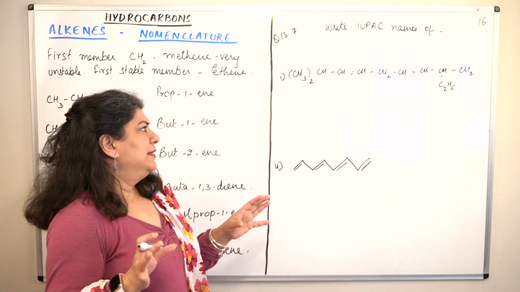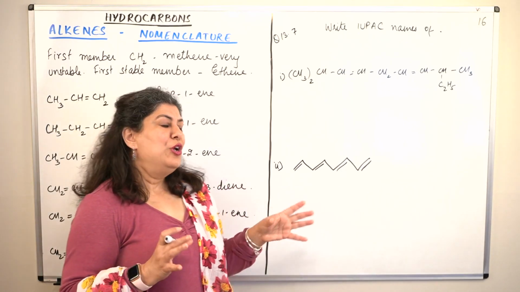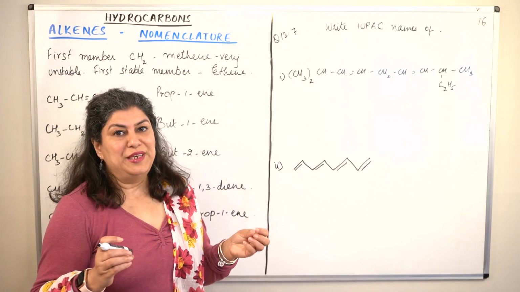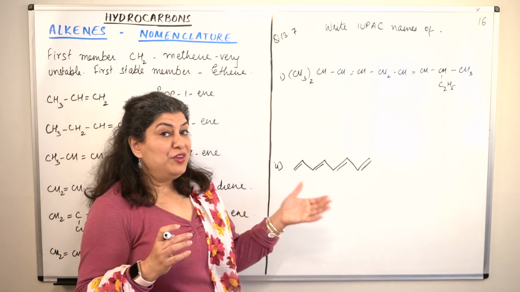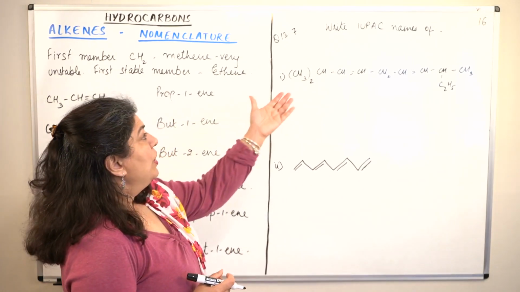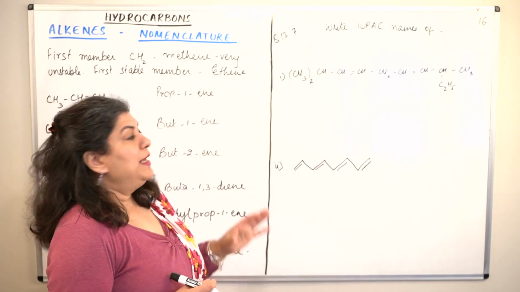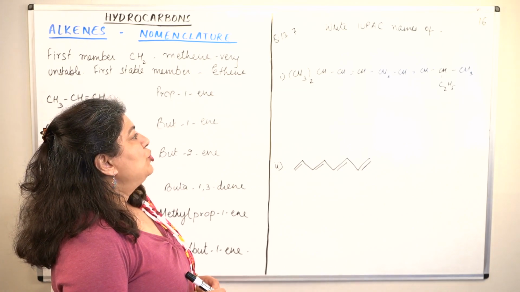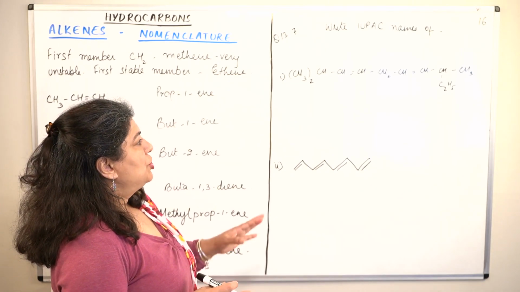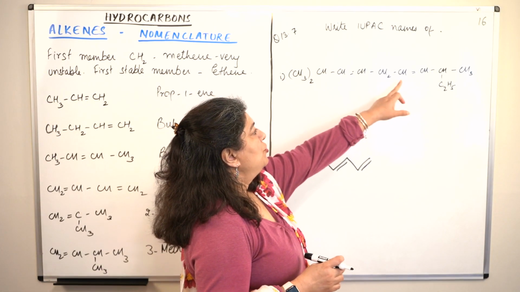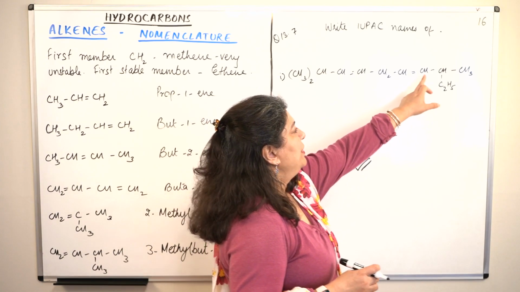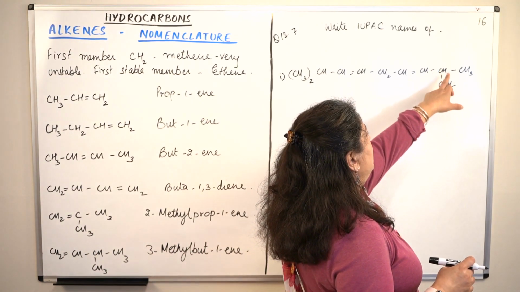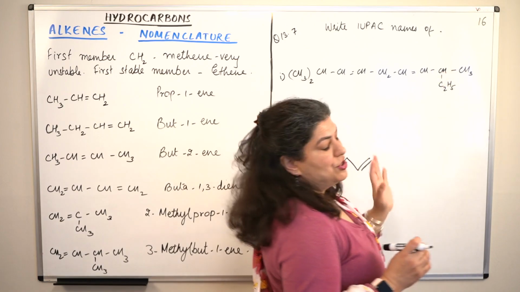After that, I think that should be enough practice for you to know how to name them, especially when you have already done nomenclature. So we are now going to write the IUPAC names of these compounds. The first one is (CH3)2CH, there's a double bond here, CH2, CH, a double bond between these two, CH, C2H5 and CH3.